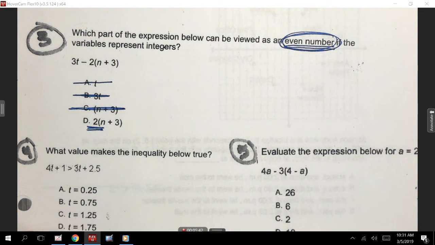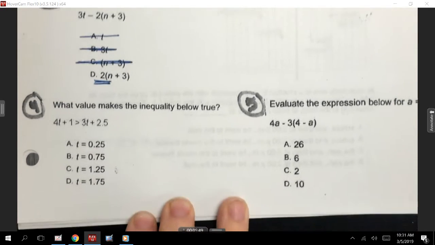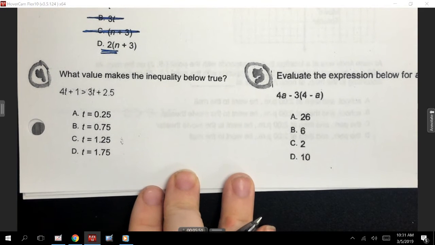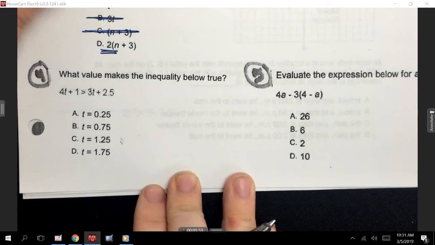Y'all okay with that? So that one looked really, really confusing at first. Does that make sense how we're able to kind of break it down? All right. Let's look at number 4. And I'm going to need y'all's help, my calculator gurus out there, okay? I'm going to need your help.